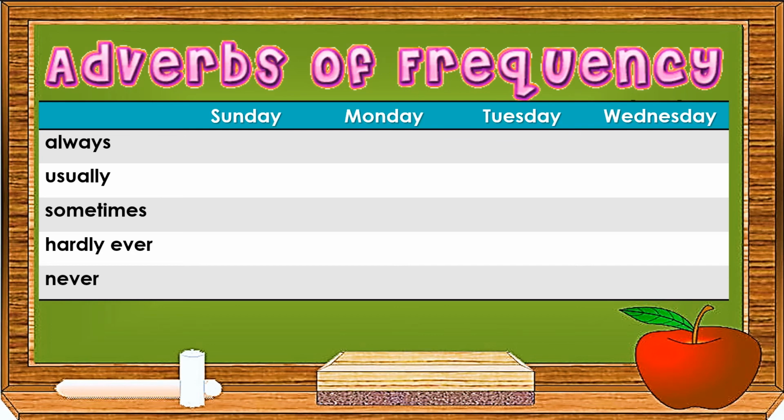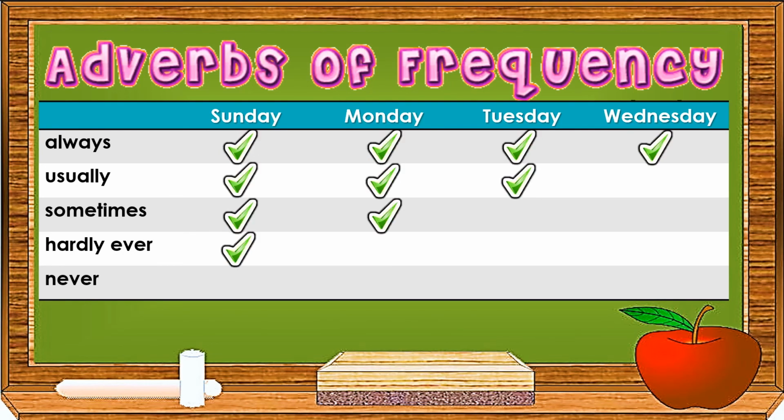When you say always, it happens Sunday, Monday, Tuesday, Wednesday. It happens all the days. Usually, it only happens Sunday, Monday, and Tuesday, while sometimes happens Sunday, Monday. Hardly ever, it happens only during Sunday. But when you say never, it never happens. None of those days it happens. Okay?